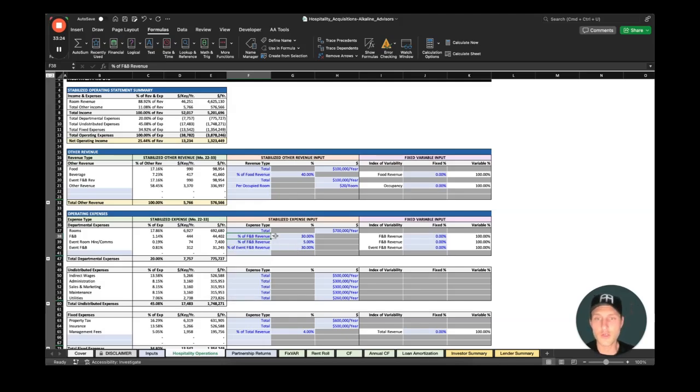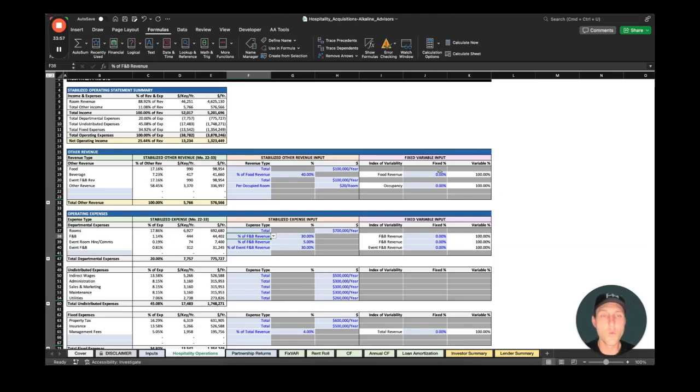And depending on what you toggle, you'll see, for instance, if we do per occupied room, it is conditionally formatted. So it'll say 10,000 per room. If we want a total, that'll flow through the model accordingly. If we want a total, it'll be 10,000 per year. And then if we wanted a percentage of anything, the percent figure would pop here. And you'll also notice if we have total, this fixed variable input section is grayed out. And if we have a percentage, it's not grayed out.